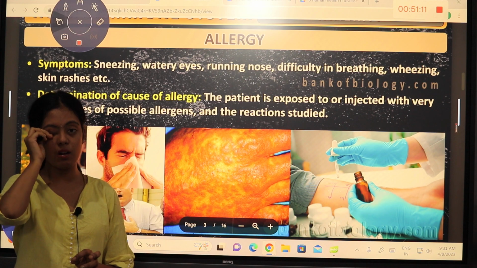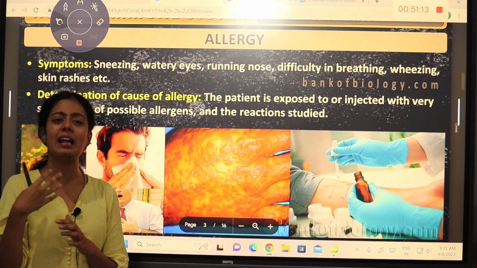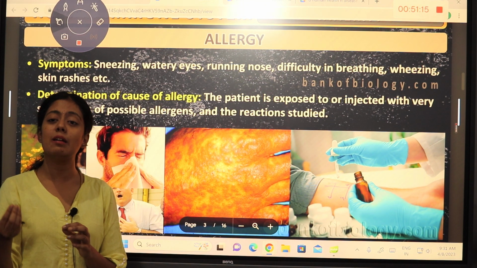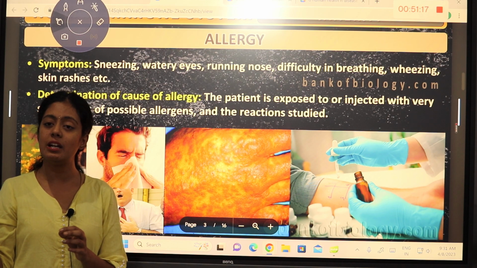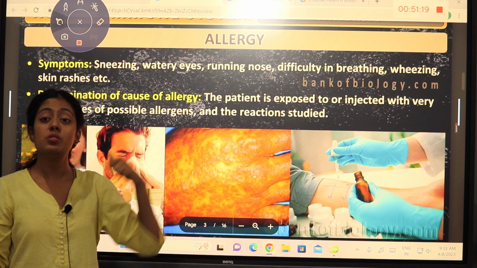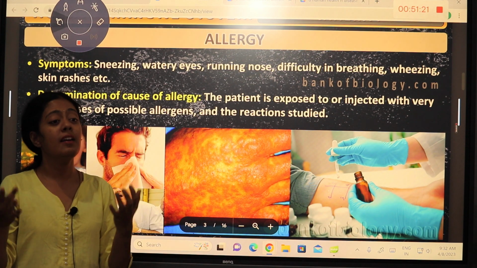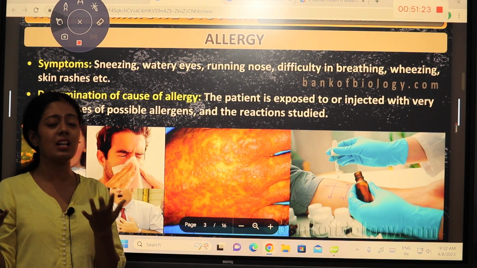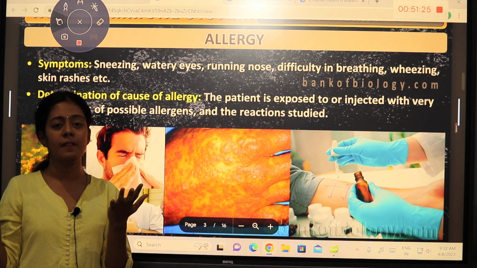PATCH, patch test. Okay. So if a person is getting repeated allergies, how do you determine the cause of allergy? By doing a patch test. If they determine the cause of allergy, we can reduce the exposure to such an allergen.